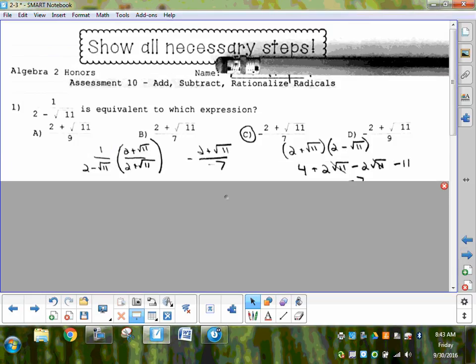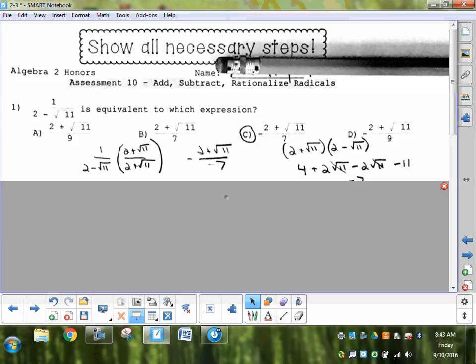To start off with, you're given 2 minus root 11. You need to multiply by an ugly one. Does anyone remember the special name for this ugly one? There you go. The conjugate. You keep the left and right the same, change the sign in the middle. So we would multiply by an ugly one of 2 plus root 11 over 2 plus root 11.